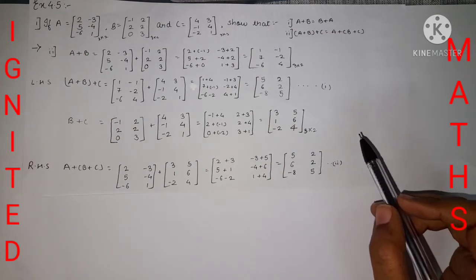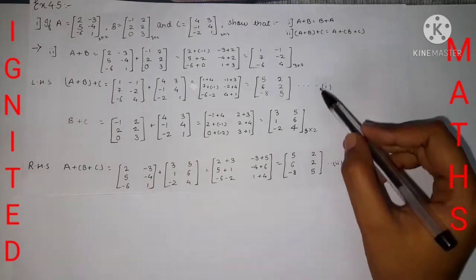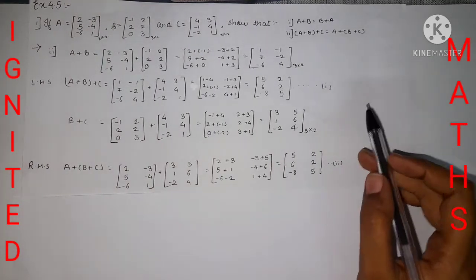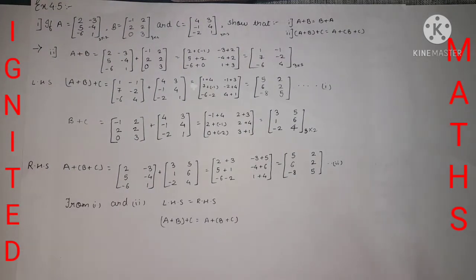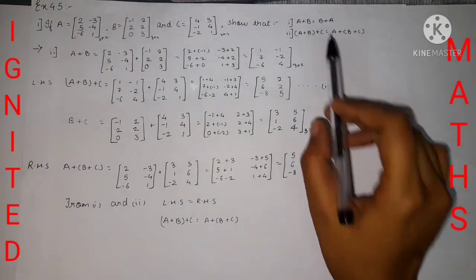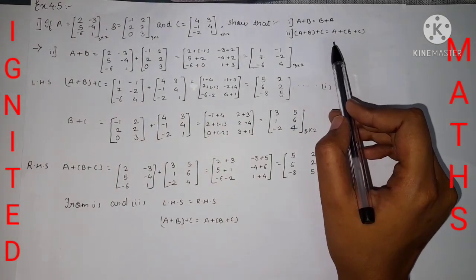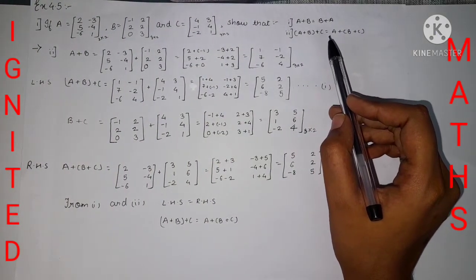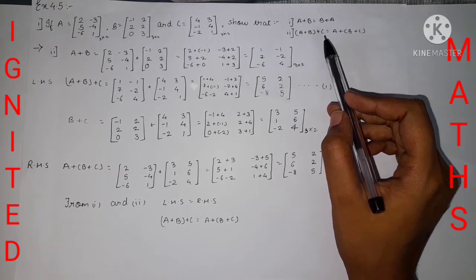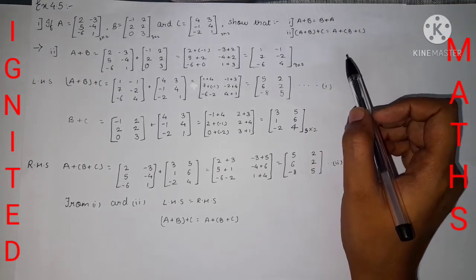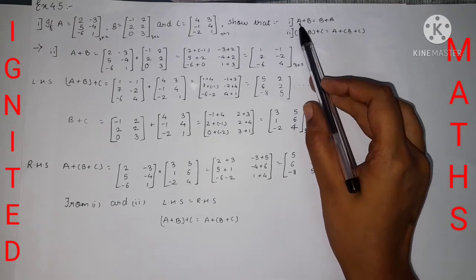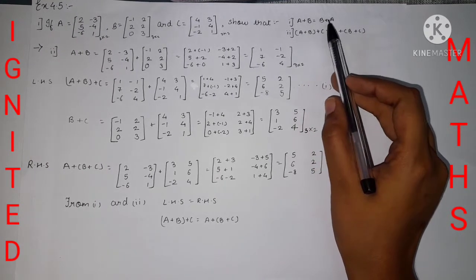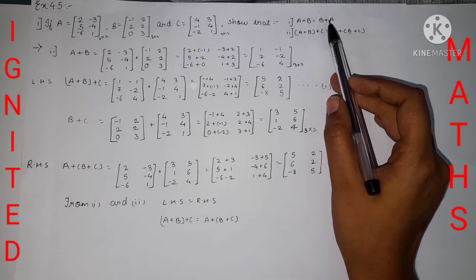If you watch carefully for 1 and 2, the answers we have got for the LHS and RHS are absolutely the same, no doubt at all. So it proves that LHS is equal to RHS. Not only is it proved that way, it even proves the associative property of the addition of matrices. Now the same procedure you need to apply for the first question, A plus B is equal to B plus A. You will get the same answer.